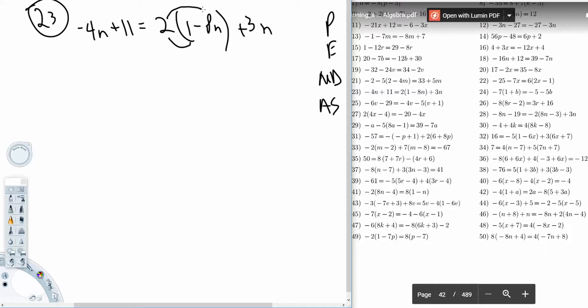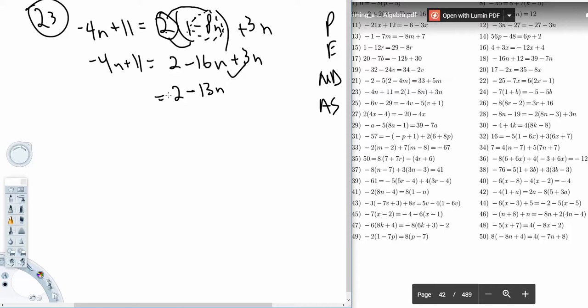We use what's called the distributive property, right? You can distribute this number by multiplying it, boom, by this number and by that number. You're going to do this all your life in math. So 2 times 1 equals 2. 2 times negative 8n, not just 8n, negative 8n equals negative 16n. Here we have plus 3n equals negative 4n plus 11. We can combine these two, that's for sure. Negative 16n plus 3n equals negative 13n. Good. And we will just write down whatever's here.